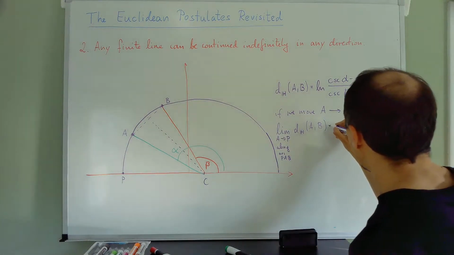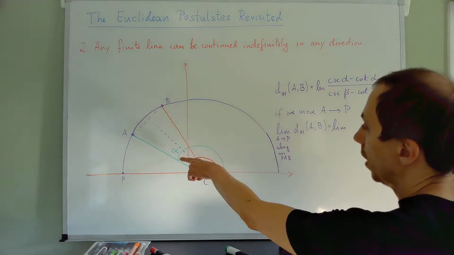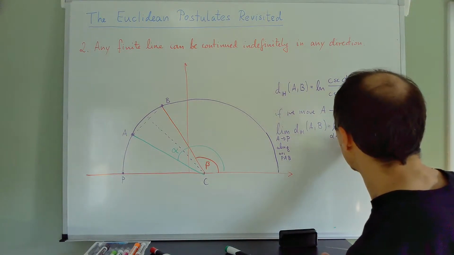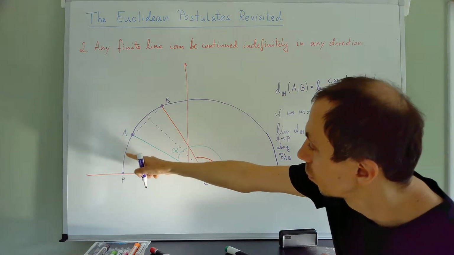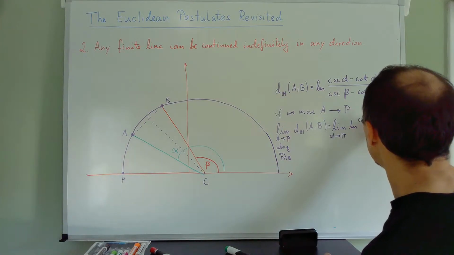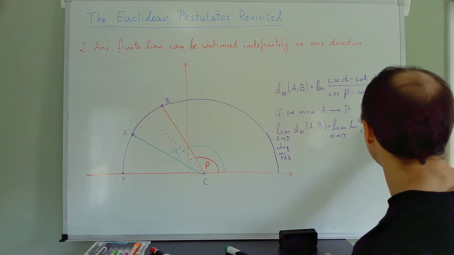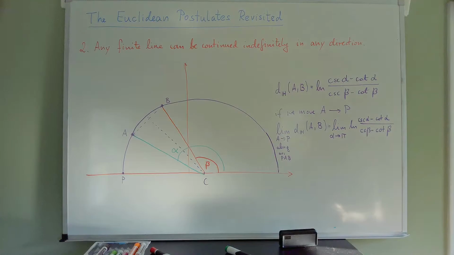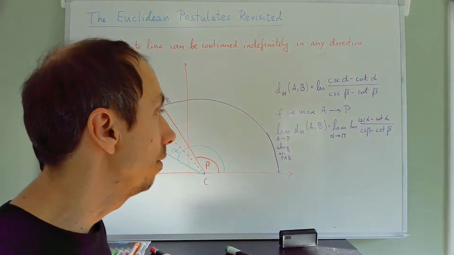So what happens to this? So that's the limit. One of the angles, namely the angle alpha, approaches pi, 180 degrees, right? As A moves towards P, then alpha approaches pi, of natural log of cosecant alpha minus cotangent alpha divided by cosecant beta minus cotangent beta. So that really concerns the behavior in the numerator.